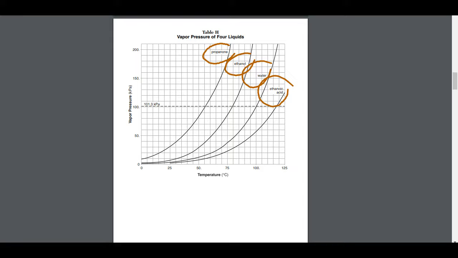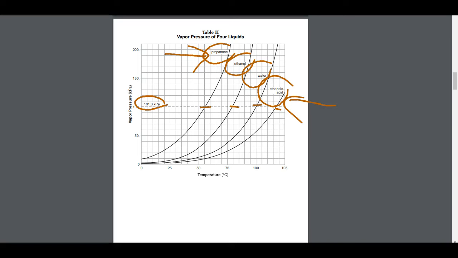So propanol has the weakest attraction between the molecules because it vaporizes a lot easier. And then all the way on the other side, ethanoic acid, of course, has the strongest intermolecular forces because the vapor pressure is lowest at any of the temperatures in this range. Normal vapor pressure is, of course, at standard pressure, which is 101.3 kilopascals or 1 atm. So if you're asked about the normal boiling point for any of these 4, it's where their curve crosses the dotted line.